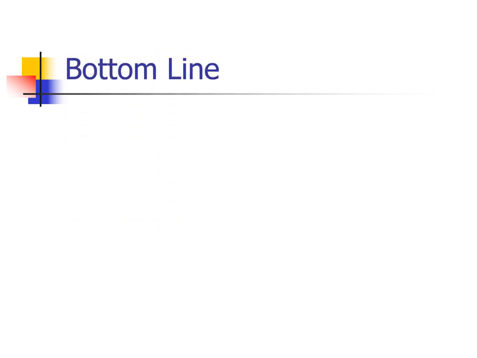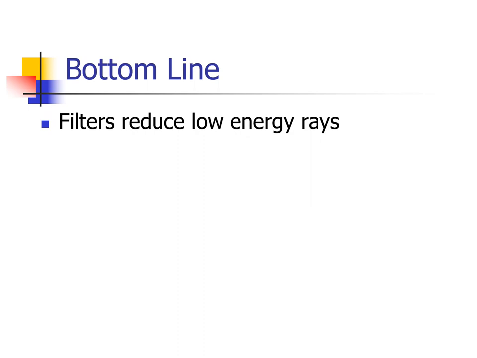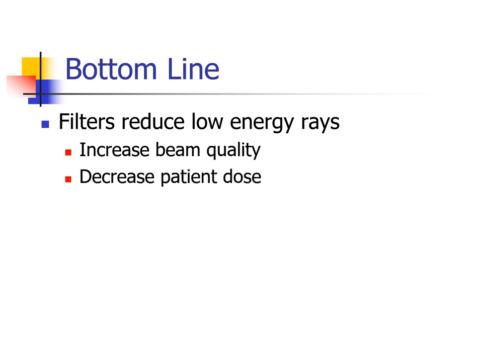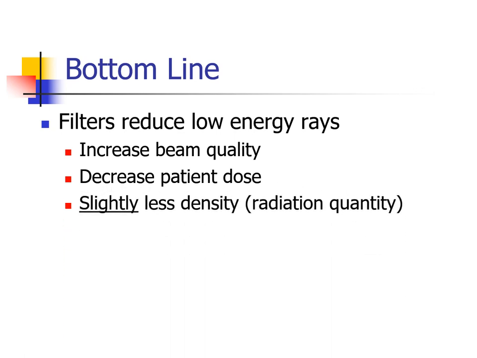To sum up what was presented, beam filters basically remove low energy X-ray photons from the X-ray beam. Limiting the X-ray beam to higher energy photons increases beam quality. More photons contribute to image formation, less to causing damage in the patient's tissues. Less damage to the patient's tissues means a decrease in patient radiation dose for every exposure. Addition of a beam filter will cause a slight reduction in radiation reaching the image receptor and a slight reduction in density in the final image.